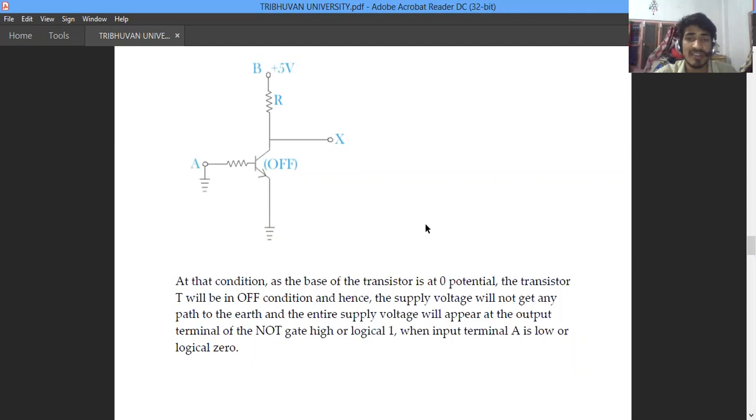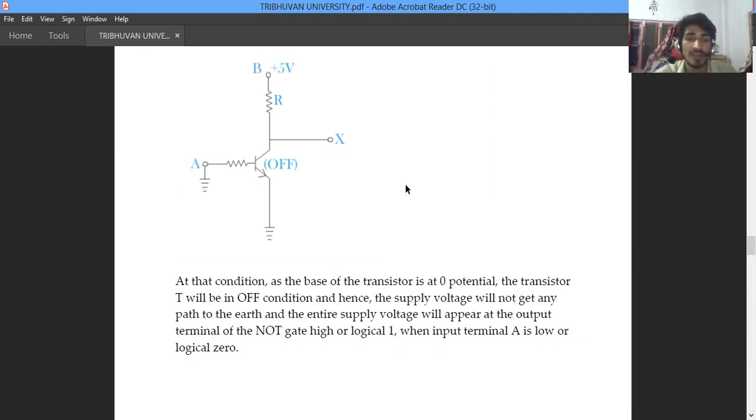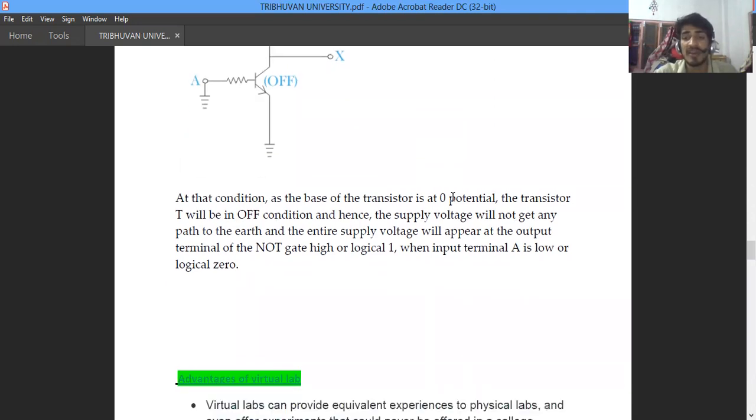The transistor base potential is about 0 volts because it is grounded at point A, and the supply voltage will not get any path to earth, so the entire supply voltage will appear at the output terminal of the NOT gate, giving high logic 1 when the input terminal is low or logic 0.